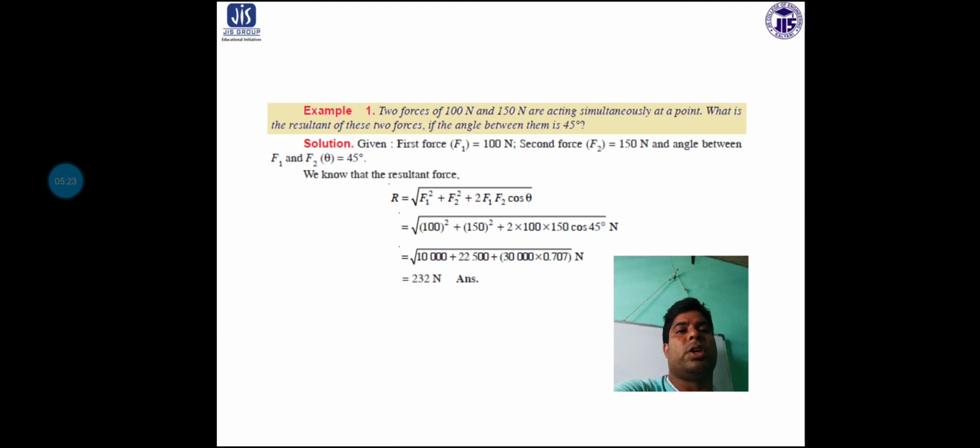As per the equation that I know for the resultant force, R is equal to root of F1 square plus F2 square plus 2 F1 F2 cos theta. If I put in all the values, we get R is equal to 232 Newton. That is the process of finding the resultant value with the help of the different magnitudes of the forces and also the angle between the two forces.